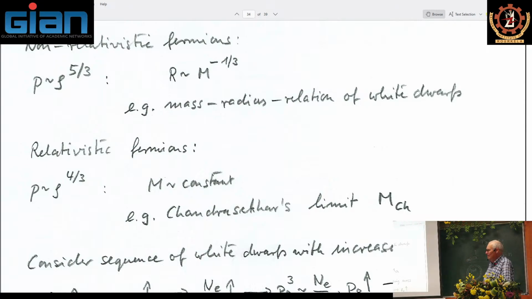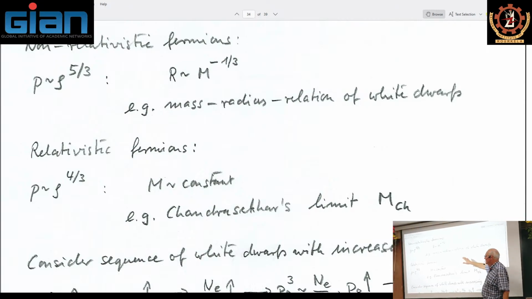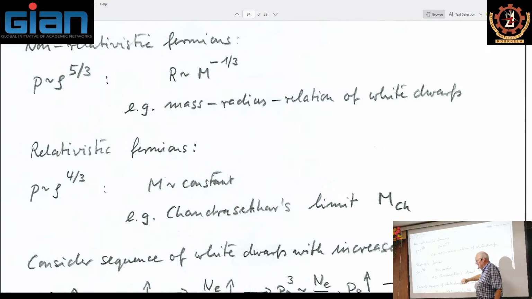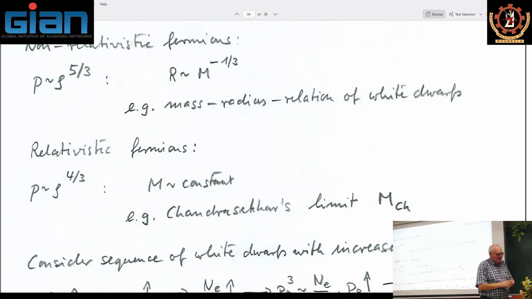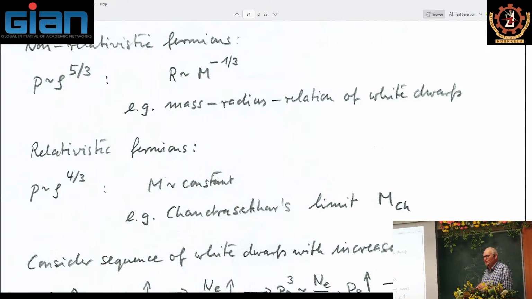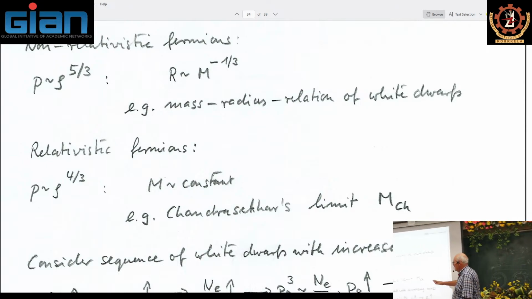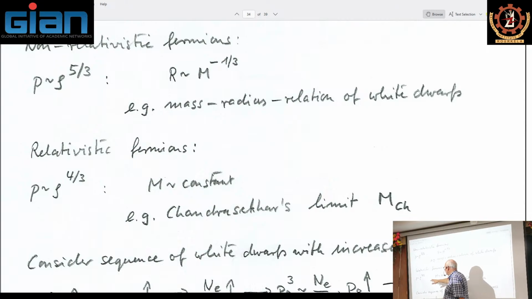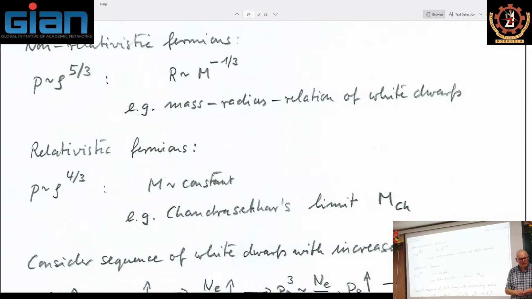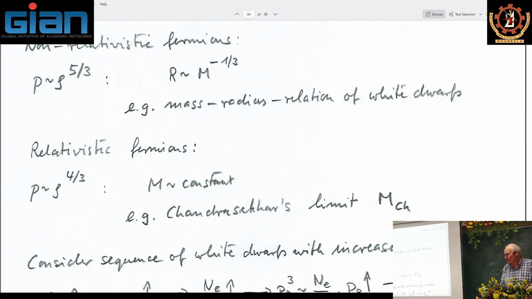And Chandrasekhar, in a natural way, explained the mass-radius relation for white dwarfs. So he described this correctly, and he gave this limiting or unique mass, which is obtained once pressure goes with density to the power 4/3 for the relativistic fermions. So what is the meaning of this constant mass, and what is the meaning of Chandrasekhar's limit?